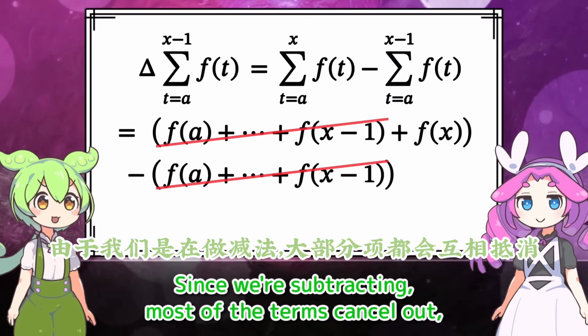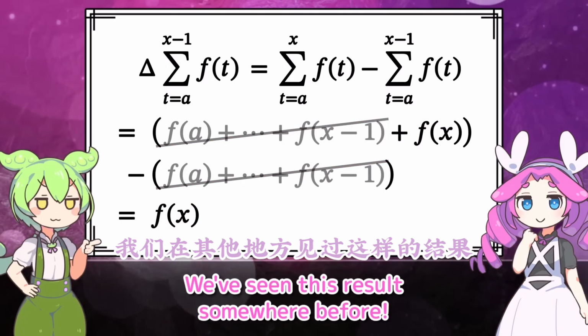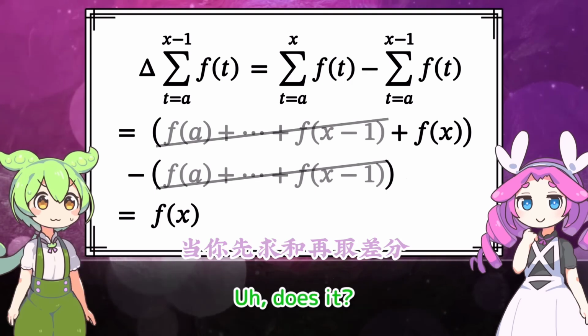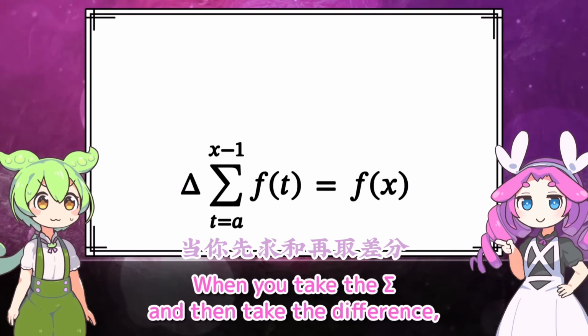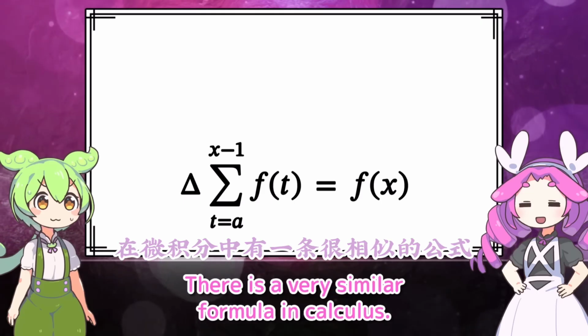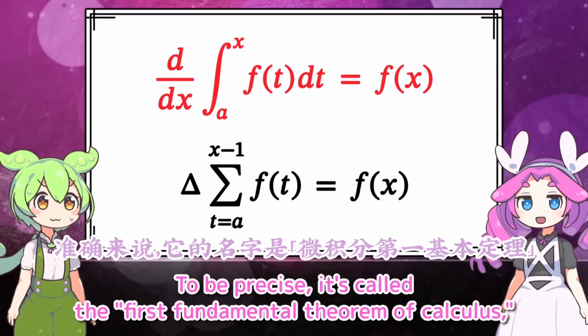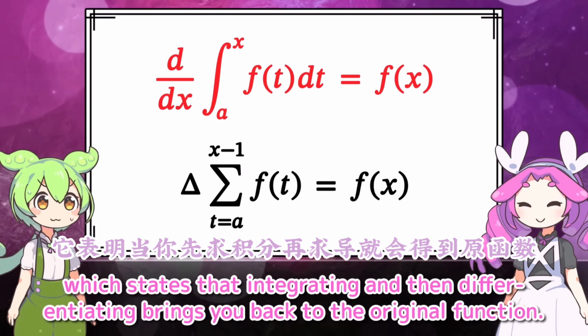Since we're subtracting, most of the terms cancel out, leaving only f(x). We've seen this result somewhere before. Does it? When you take the sigma and then take the difference, the result returns to f(x). There is a very similar formula in calculus. Could it be? Yes, the formula known as the fundamental theorem has the same form. To be precise, it's called the first fundamental theorem of calculus, which states that integrating and then differentiating brings you back to the original function.